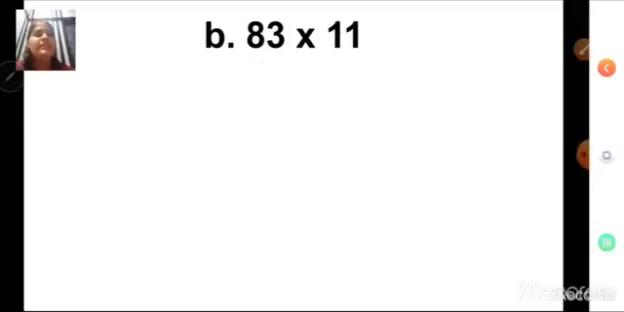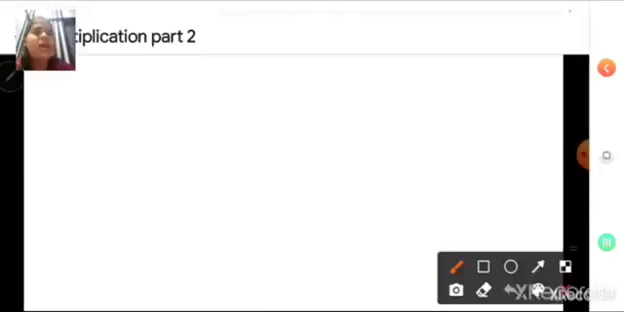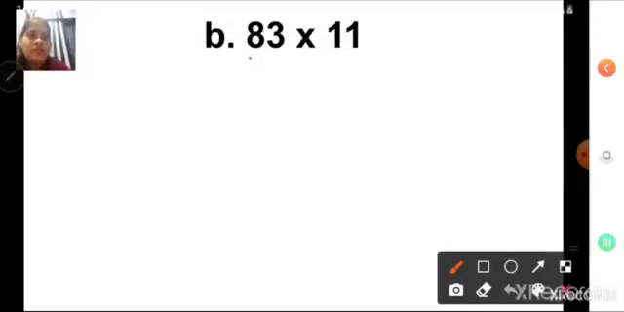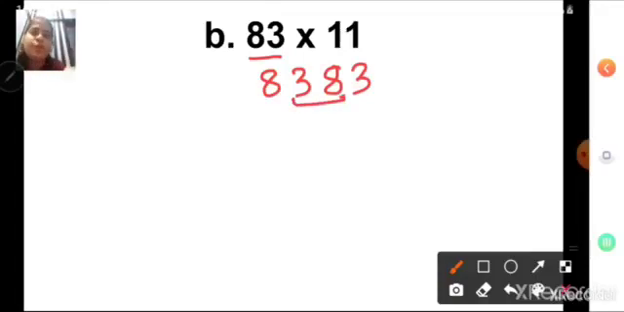B1 is 83 into 11. Now tell me what is the first step. As it is multiplication by 11, we have to write the multiplicand 2 times. Okay. So 8 3, 8 3, 2 times. Then the number in between, we have to put it in bracket and put a plus sign. So 8 will be as it is, put a bracket, number 3 plus sign and then 8.